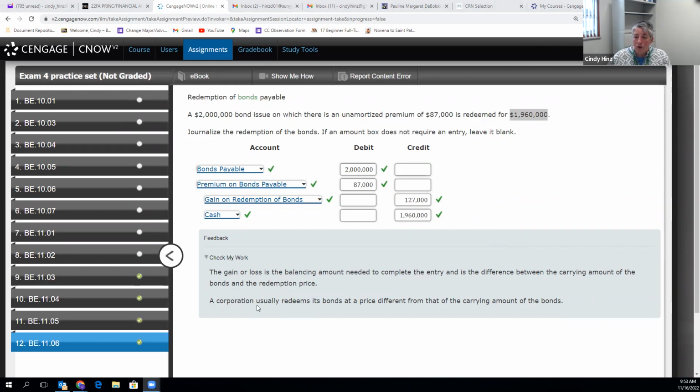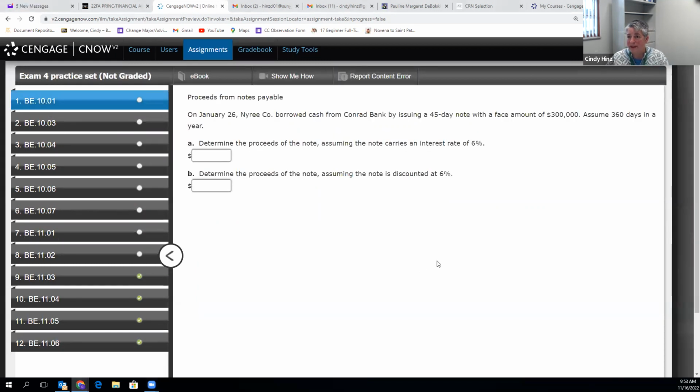Okay, so we did exercises 9 through 12. We're going to go back. Let's just go back to the beginning of the practice set, and we'll pick up there. And so we've gone back to chapter 10, which is the liabilities other than corporate bonds. So we talked about a lot of different types of liabilities in this chapter. And our first exercise is related to notes payable.